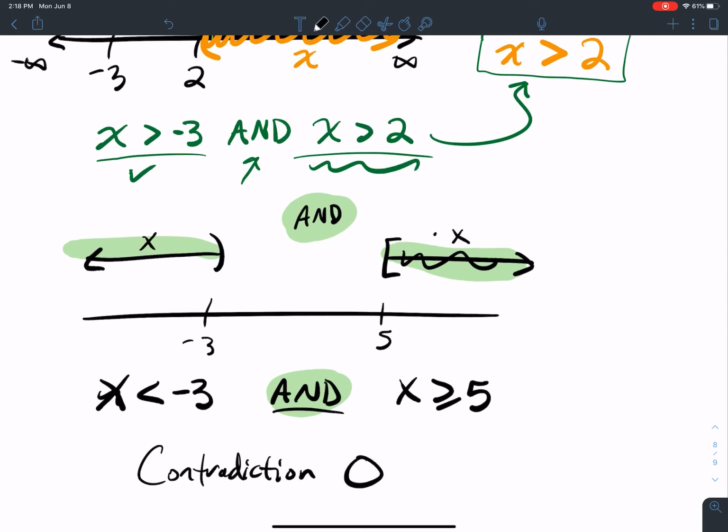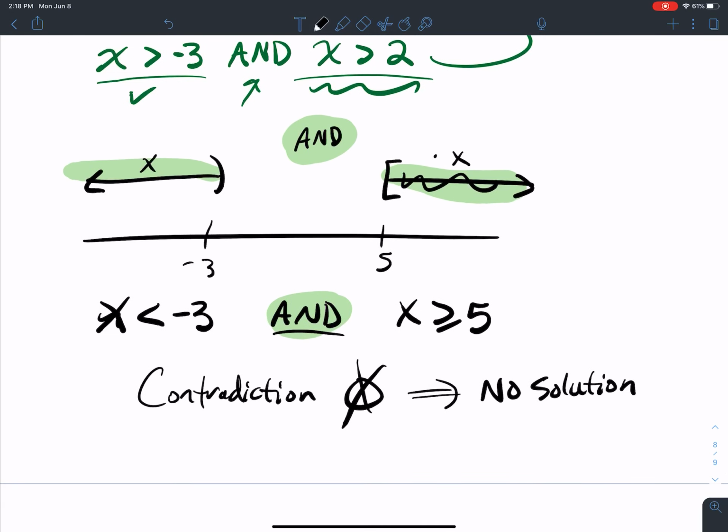A contradiction, okay, right? This is no solution. It's never true. That's a contradiction. Okay, so no solution. You put a circle with a line through it. That's fine too for the empty set. Okay, so a contradiction is what's going on there.